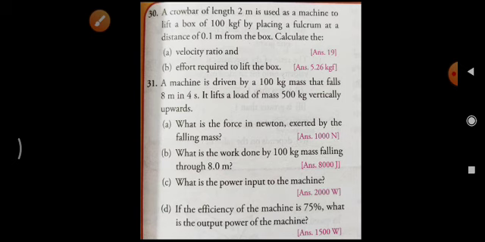Part D: if the efficiency of the machine is 75%, what is the output power of the machine? The work done by the machine, that is the output work or output power, is 75% of the input power. So 75% of the input power, that is 2000, if we calculate, will come to 1500 watt.